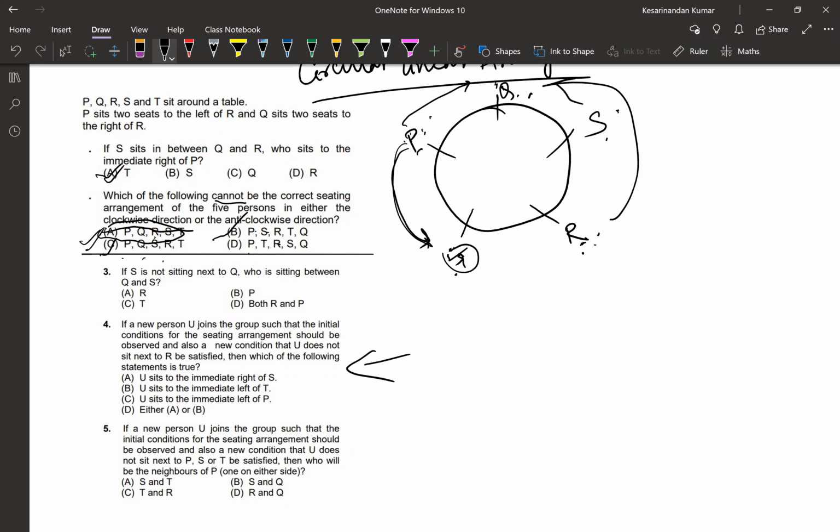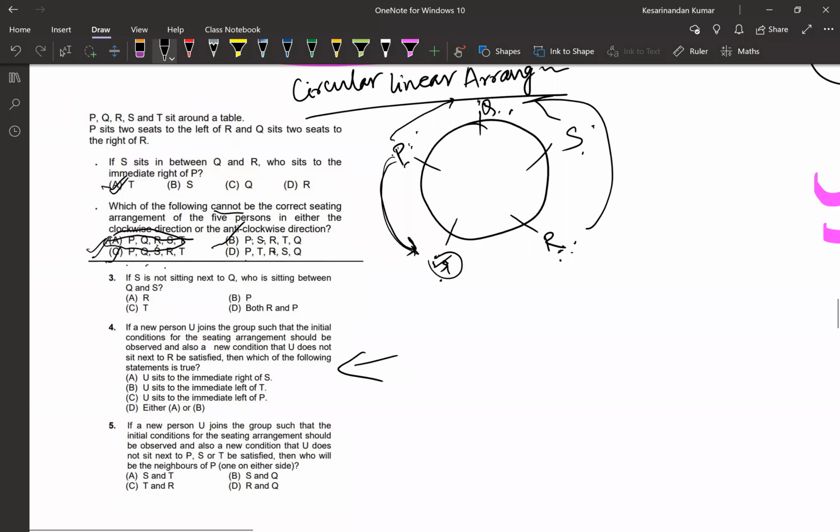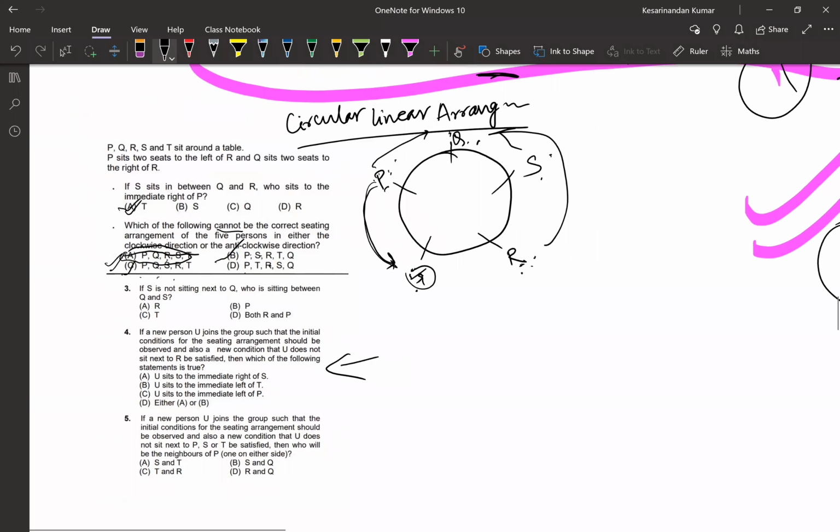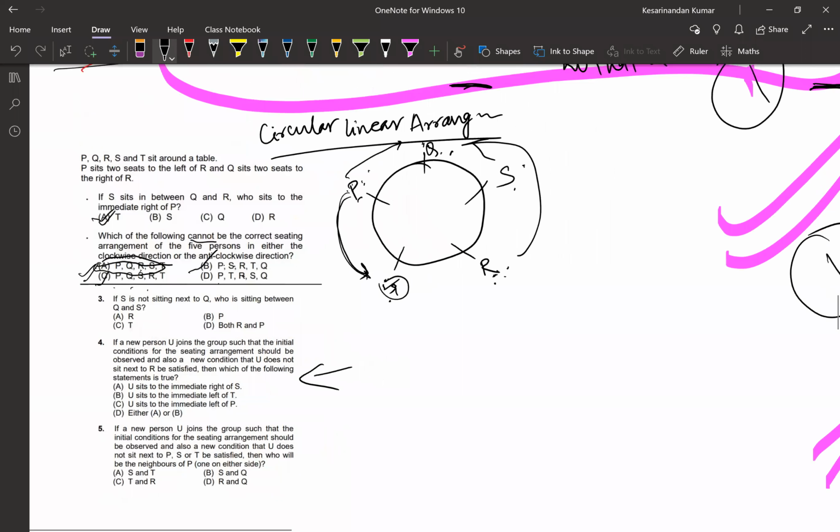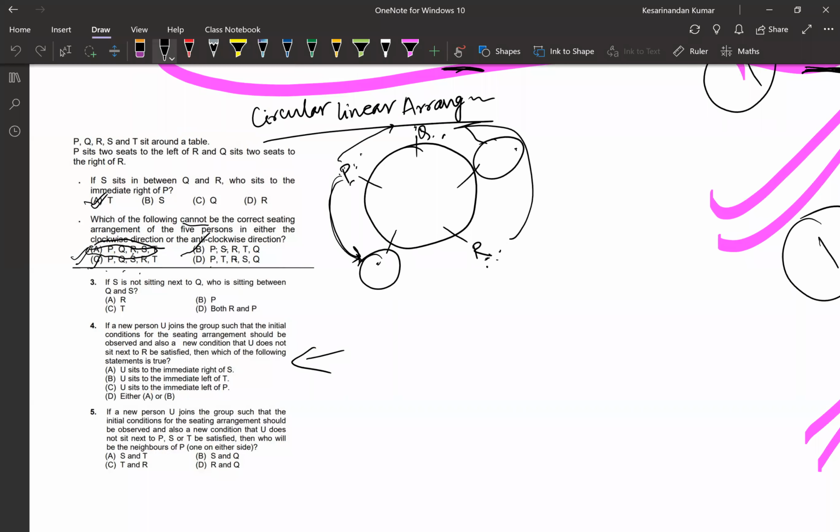It took way too much time for you guys. We already had a template in which these places were not fixed. So continuing from there, if S is not sitting next to Q, if S is not sitting here, S will sit here. That means T will sit here. If that's the case, who is sitting between Q and S? Between Q and S, it is P. That's the answer.